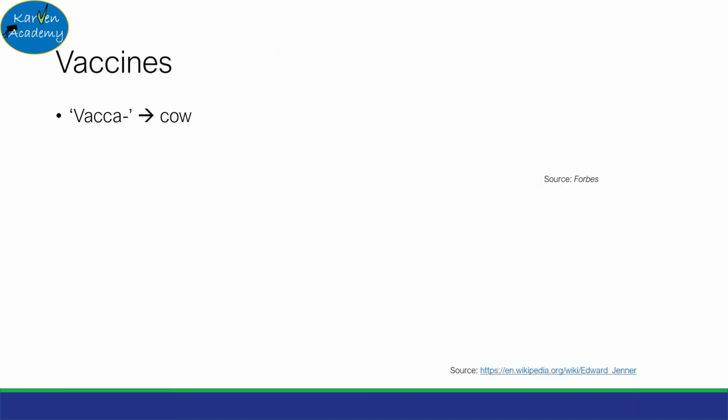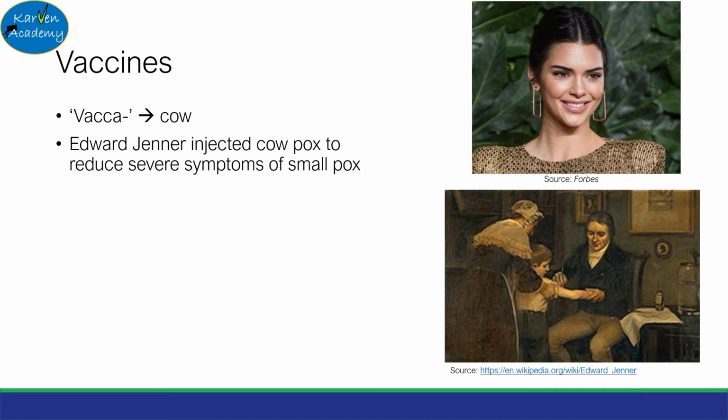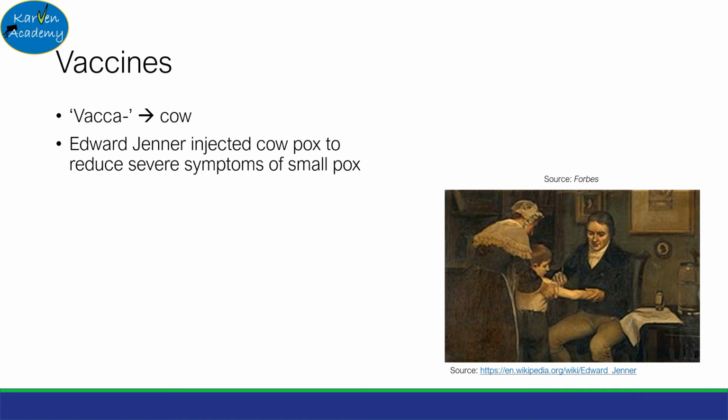Now let's move on to vaccines. The word vaccine comes from the Latin for cow, and this is because of its history. Edward Jenner, a man not related to this woman, in case you were wondering, was a famous immunologist and doctor who injected cowpox into individuals to reduce the severe symptoms that occur with the deadly smallpox virus. As seen in this image here, this is the first patient who received the life-changing treatment, 8-year-old James Phipps.